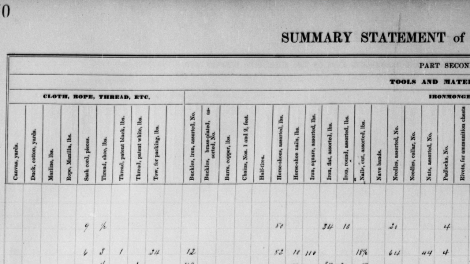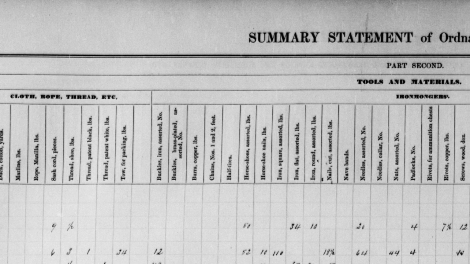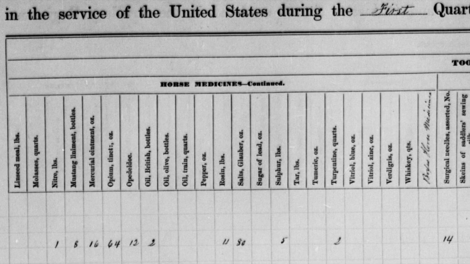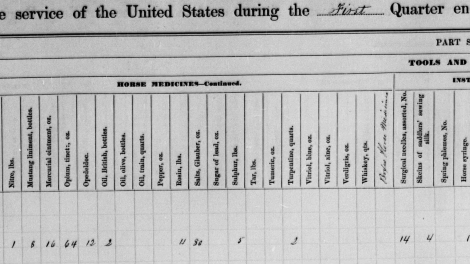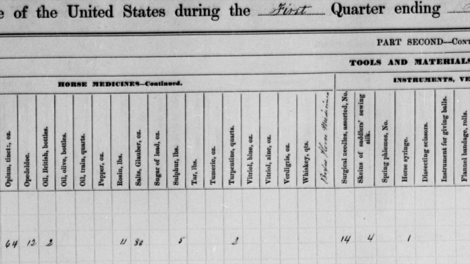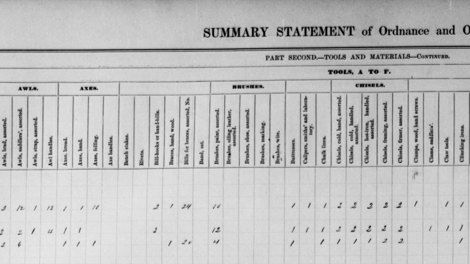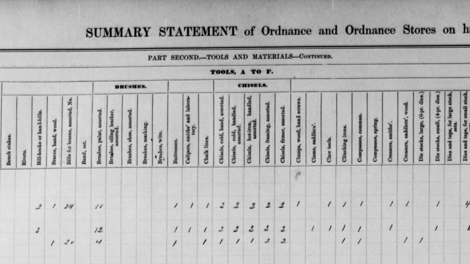Page 5 includes cloth, rope, thread, and what I find interesting about artillery is they actually list horse medicine and veterinary care equipment. Why do I think that's interesting? Because if you go to the cavalry pages, they don't list that, or at least not in this context. So it's kind of interesting that the cavalry didn't list veterinary medicine, horse medicine, and veterinary equipment, but yet the artillery did. Page 6 goes into awls, axes, brushels, chisels, files, hammers.